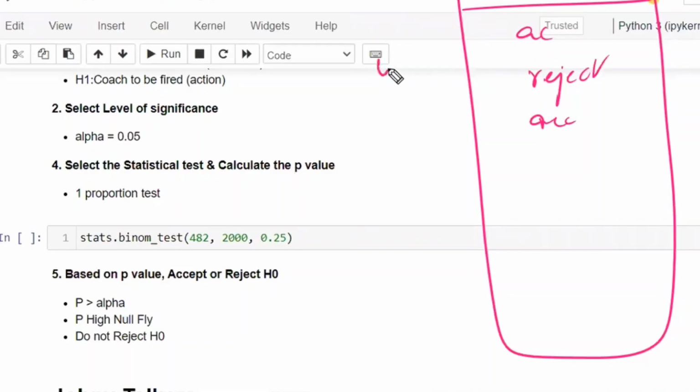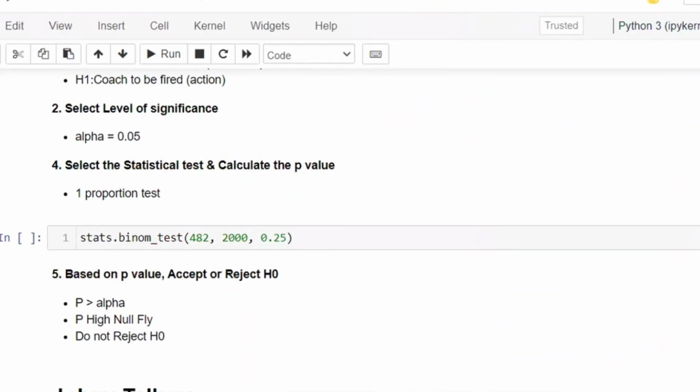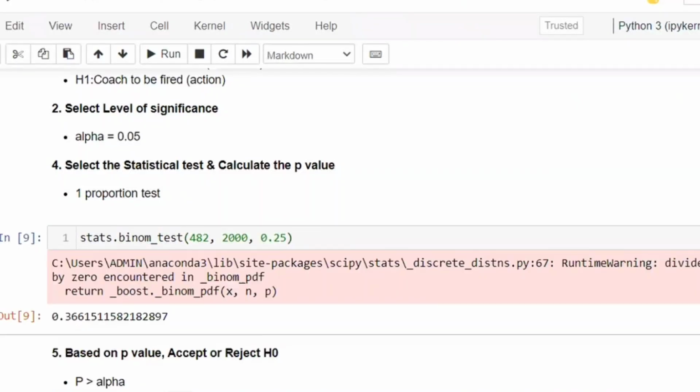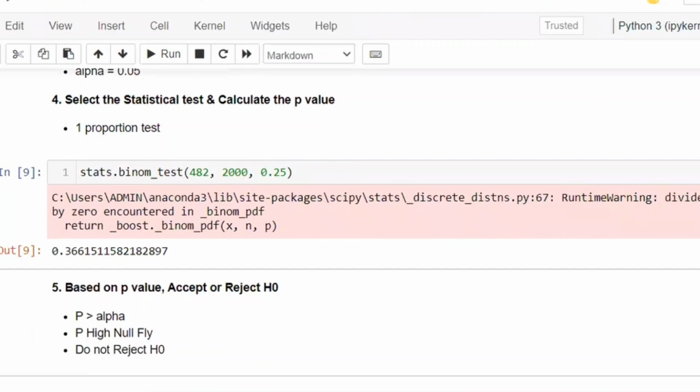482 people are accepting and 1,518 are not accepting the coach. The column is only one, and inside it we have accept or reject. Now, how many people are accepting? 482 out of 2,000. You want to check whether this percentage is equal to 25% or not. And this is the p-value. Since the p-value is greater than alpha, p high, null fly, do not reject the null hypothesis. Is that clear?